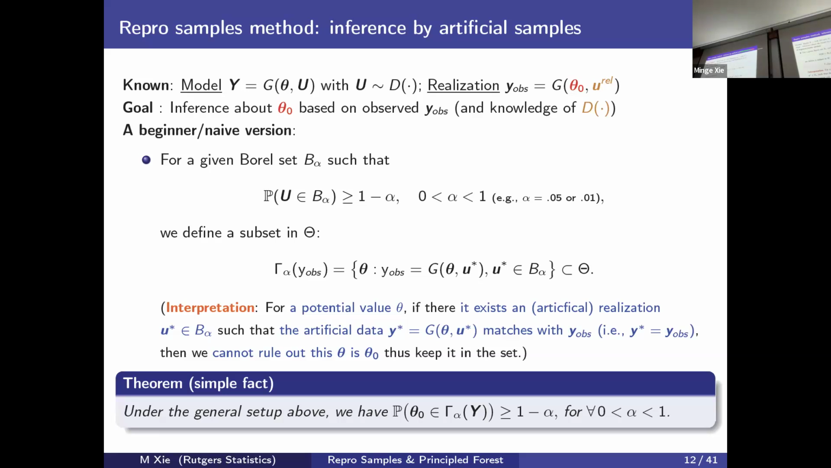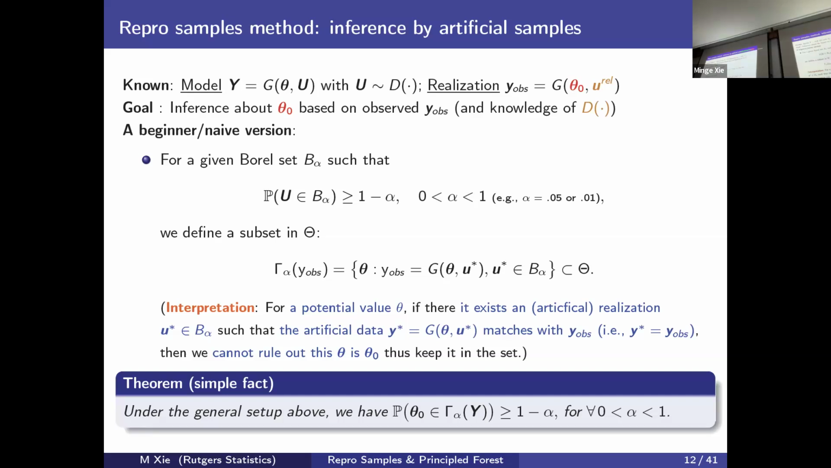So basically I can get a set satisfying this condition. Then what is my theta going to be? I try all the theta. If I can find a realization in this set such that I can generate my observed data, that means the theta I cannot throw away. So if I have this set defined to control the noise of U, then I just use this formula to create my confidence intervals, my confidence set.